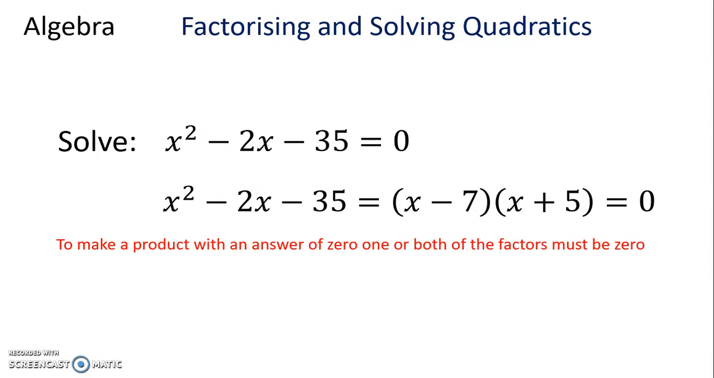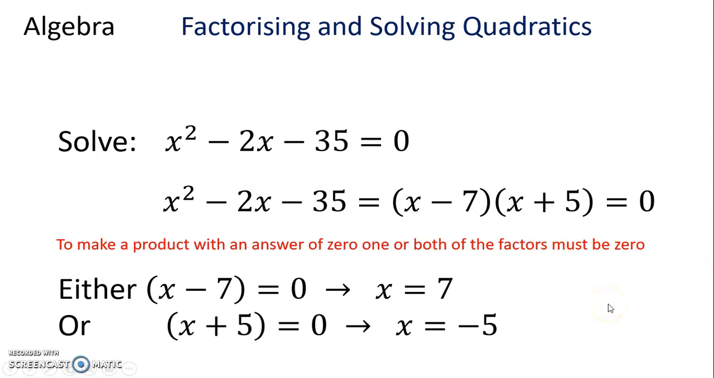So we have a product. We are multiplying two things together, and the answer to that product is 0. Now, the only way that you can make a product which gives you an answer of 0 is if one of the things you're multiplying is equal to 0. So, for example, 4 multiplied by 0 is 0. You can't get an answer of 0 without having one of your factors being 0. So the fact that we know this product here is equal to 0 means that one or possibly both of these factors must be 0.